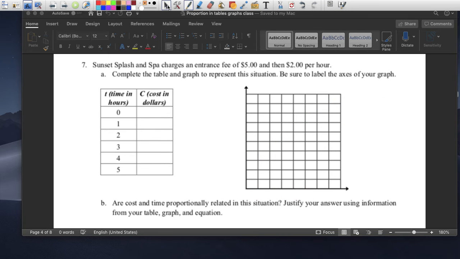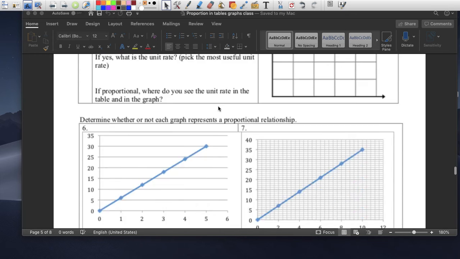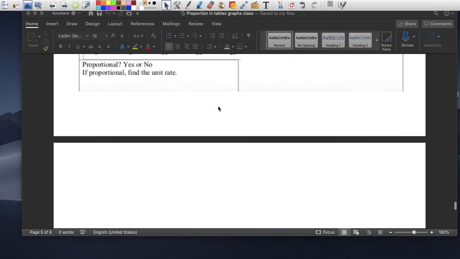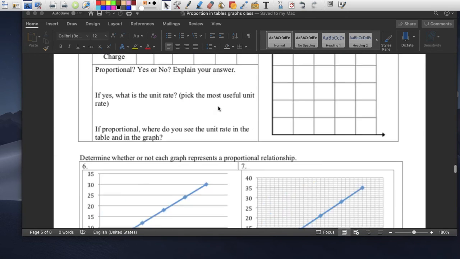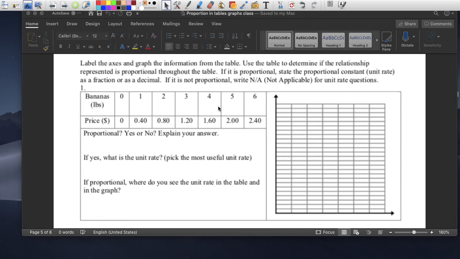Okay. Oops. Sorry about that before. Not this page, not this page. So I think this is your last page. Okay, so you had this one to do. Here we're talking about the bananas, but if it's proportional, let's figure it out. So here's a table. 0 pounds is $0, 1 pound is 40 cents, 2 pounds 80 cents, 3 pounds is this, etc. Is it proportional?